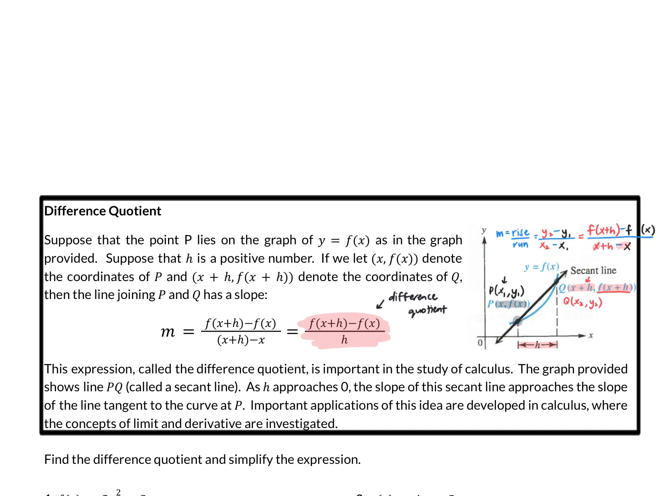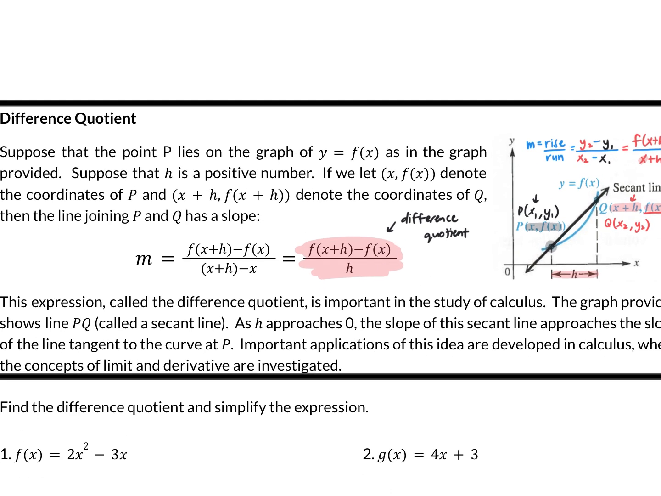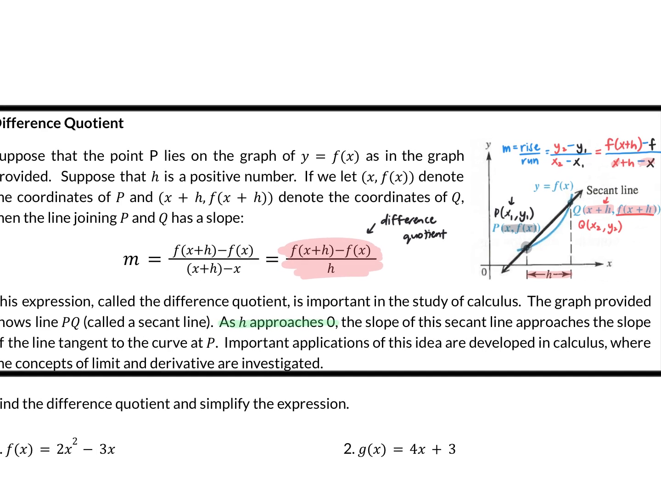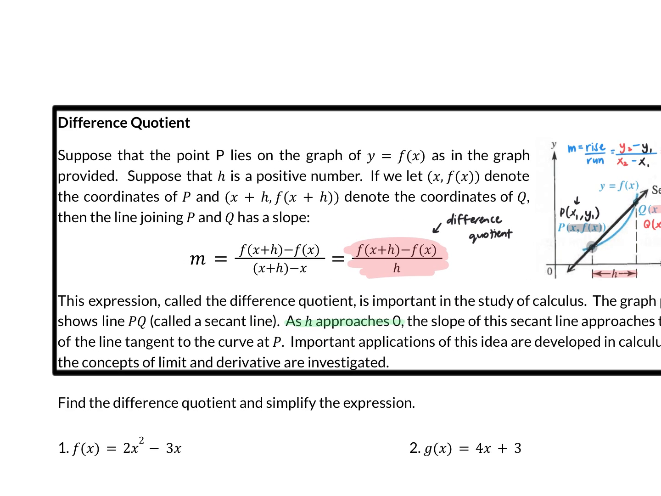So again, this whole thing is called our difference quotient, which is super important in calculus. This is like the first thing that we do in calculus next year. So this graph, again, the PQ line is a secant line, and here's where the calculus part comes into play. It says as h approaches 0, the slope of my secant line approaches the slope of the line tangent to the curve at P. That was a lot of words.